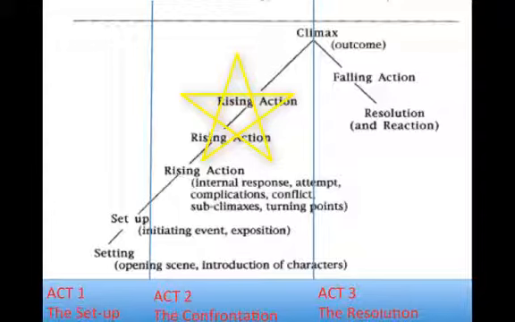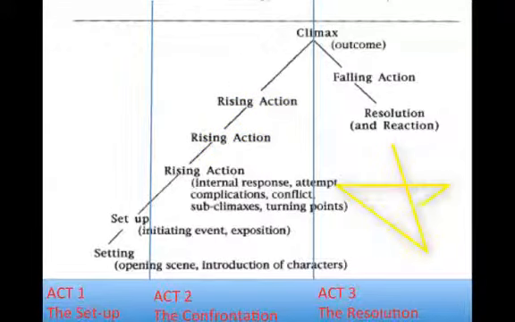Act 2 is where the rising action takes place and the climax is. Act 3 is the resolution. During the resolution, your character will deal with the outcome of the climax, and the story will eventually end. The majority of your action takes place during Act 2. Whereas the tension builds and we reach the climax, this is where the majority of action takes place.